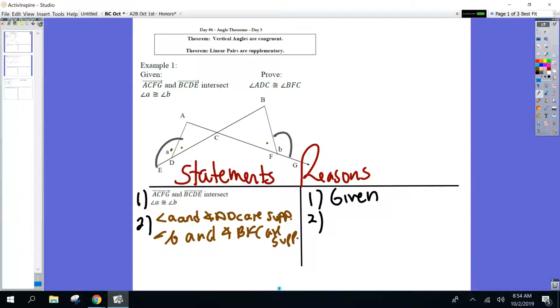Nice job. Why? There's a specific reason I want here, and I want it specific because we use it. Linear pairs are supplementary. 99% of the time this year, when you tell me angles are supplementary, this is the reason we're going to write down: linear pairs are supplementary.